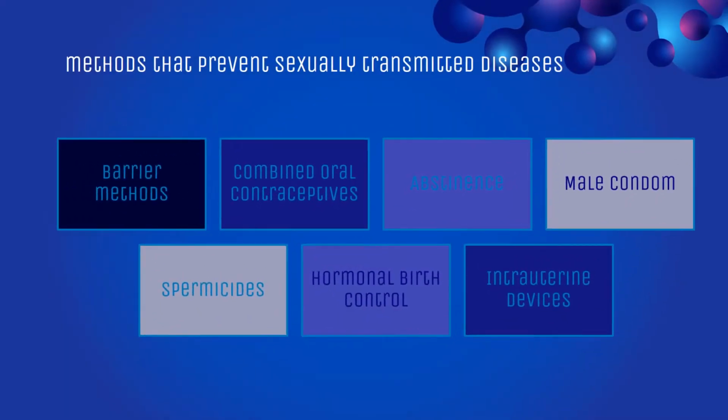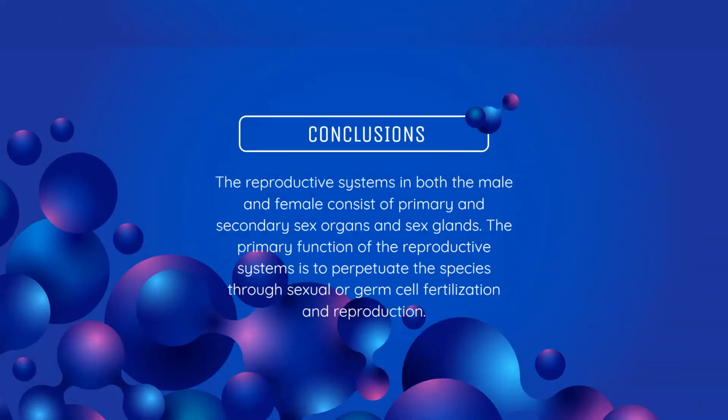The methods that prevent sexually transmitted diseases are the barrier methods like the condom, the combined oral contraceptives, the abstinence, which means not having sexual intercourse, the male condom, the spermicides, the hormonal birth control, and the intrauterine devices. I already talked about it.